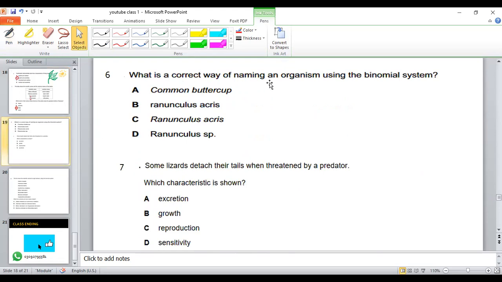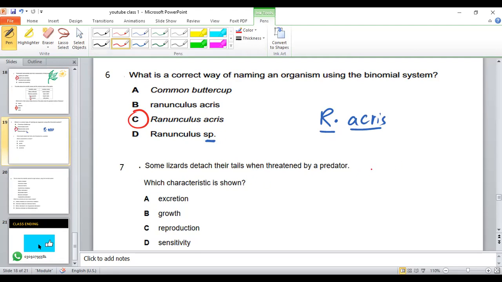Then, what is the correct way of naming an organism using the binomial system? First name, genus name, first letter capital, and then lowercase. One more thing: in the species name you cannot use shortcuts. You have to write the complete species name. In the case of the genus name, you can write it as only R instead of the full name, and then acris. But in a species name, you cannot write like this. So option is C.